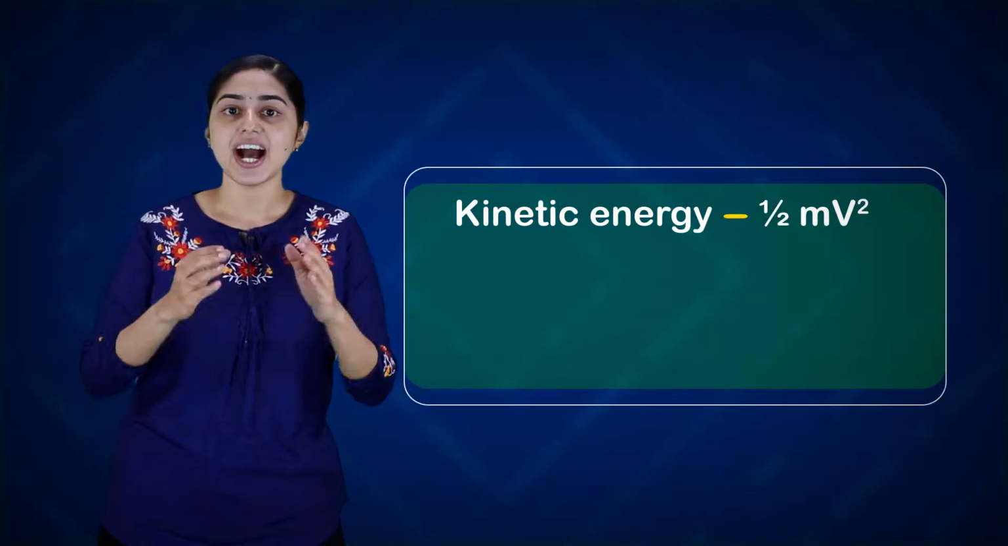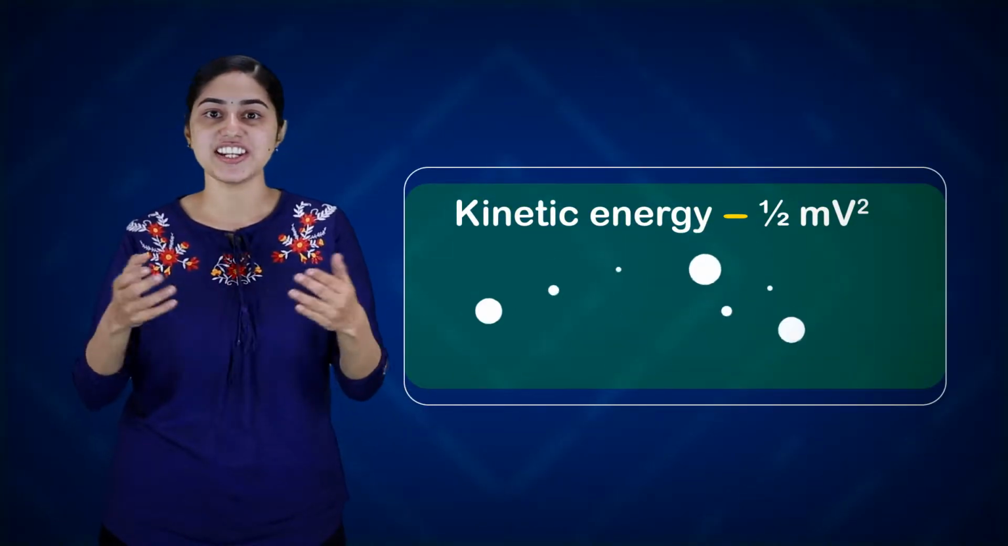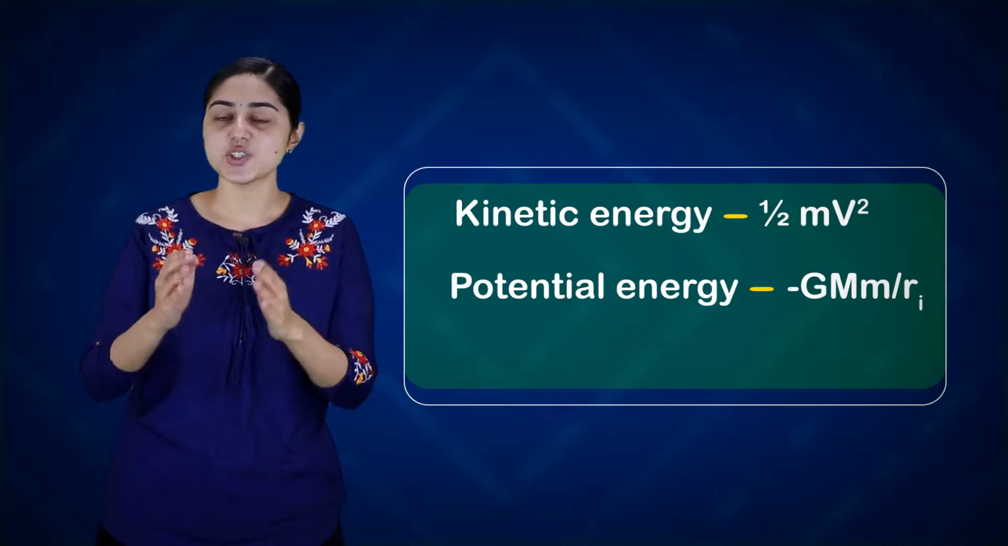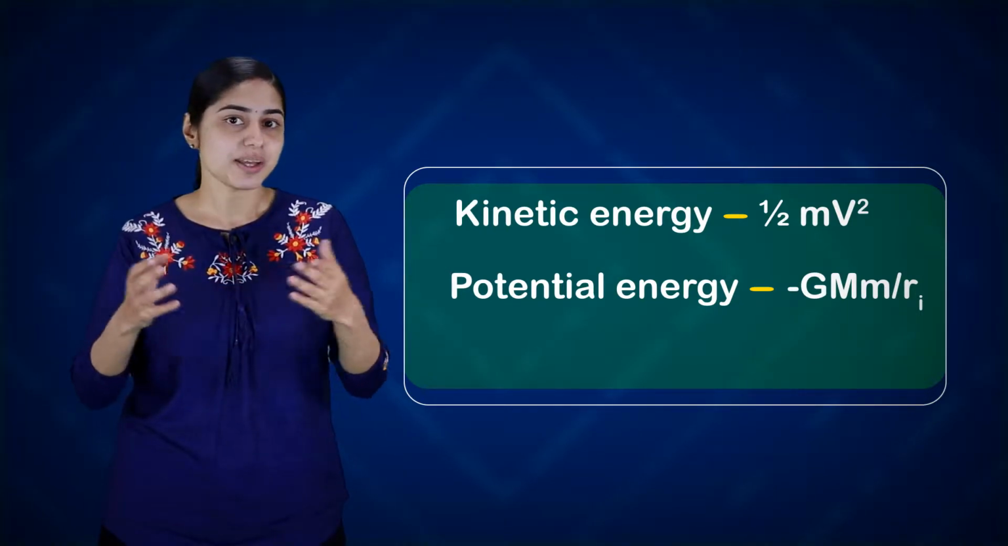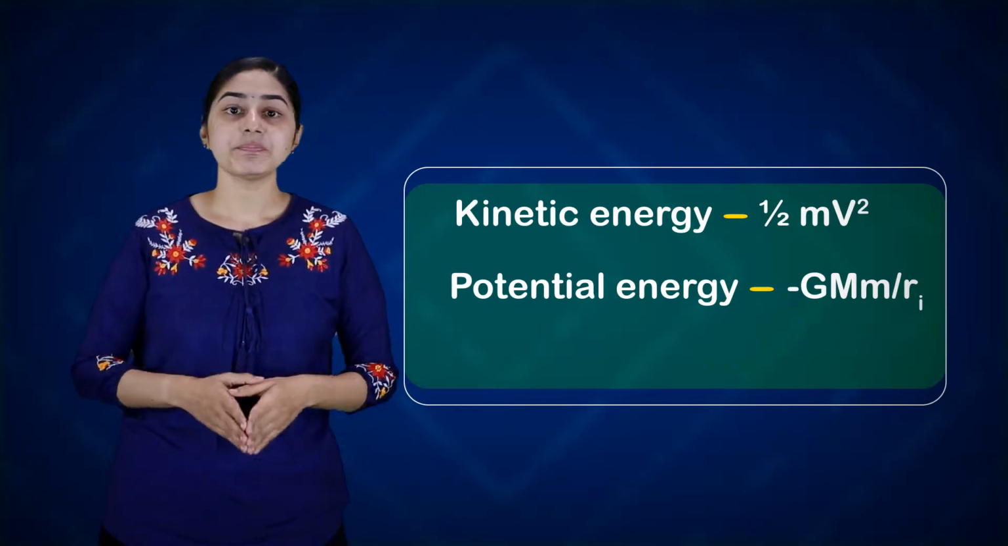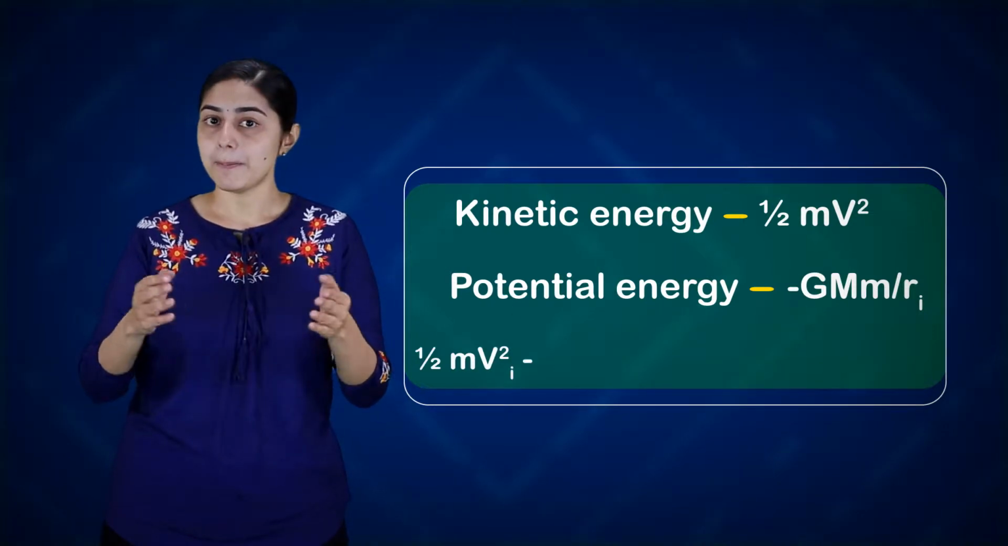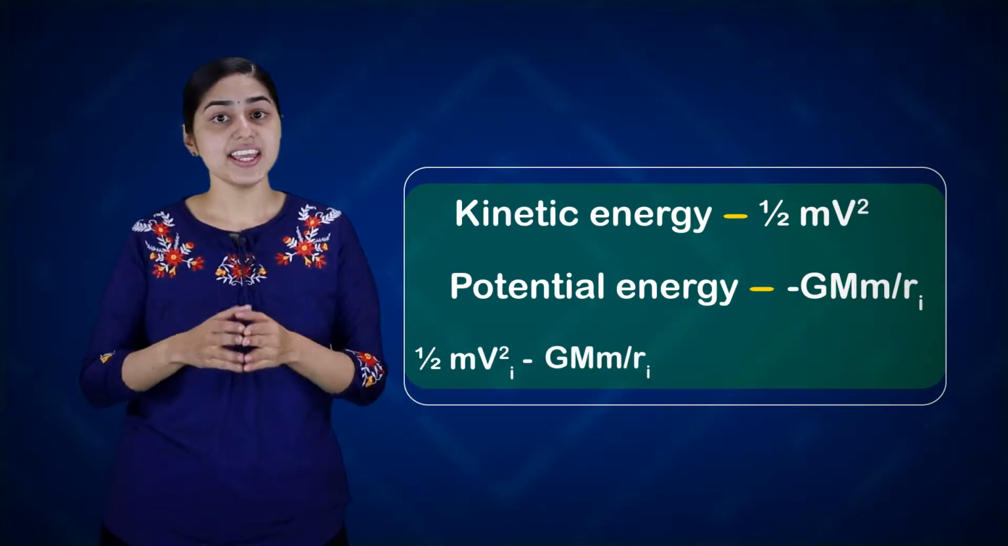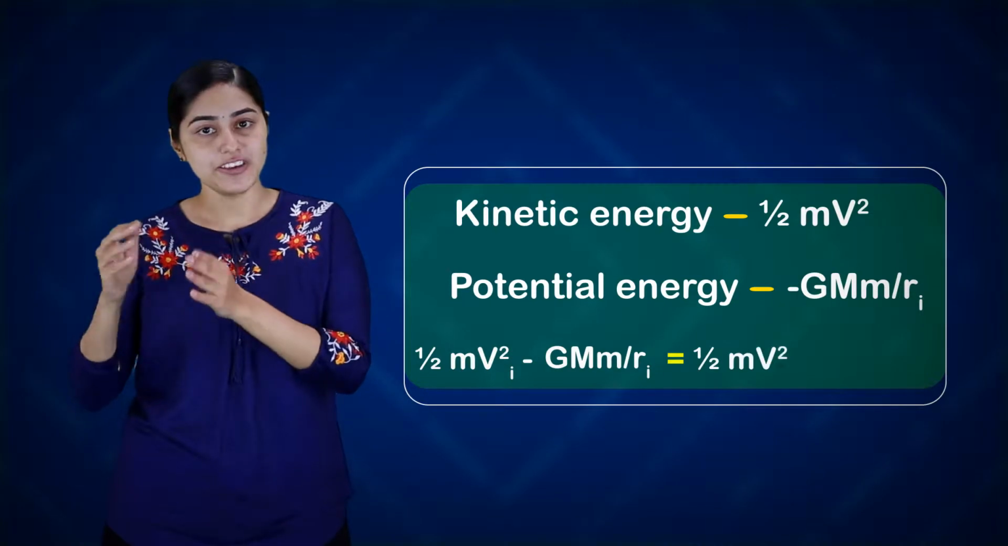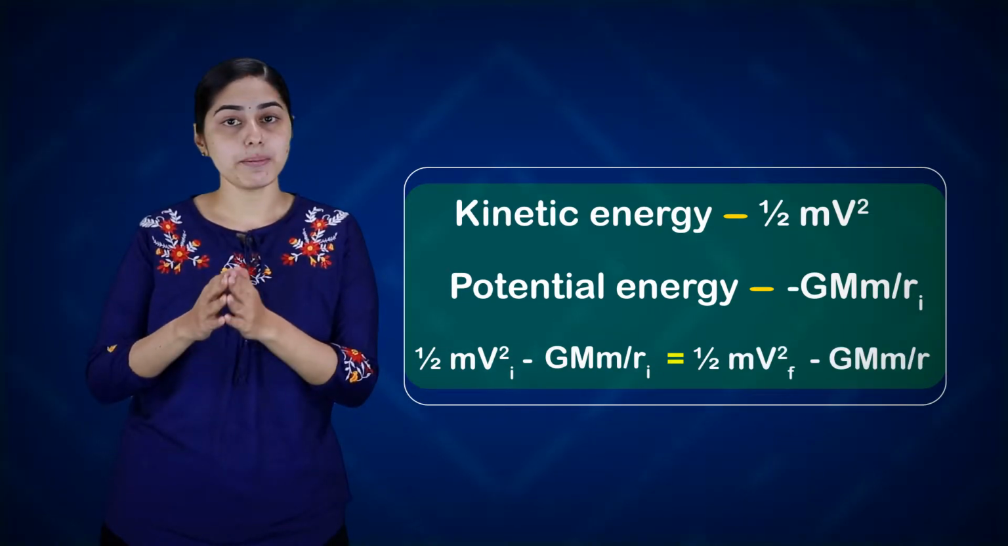The kinetic energy of the rocket is given by half mv squared and the potential energy of the rocket is given by minus GMm by r. Now substituting these values, we get half m vi squared minus GMm by ri is equal to half m vf squared minus GMm by rf.